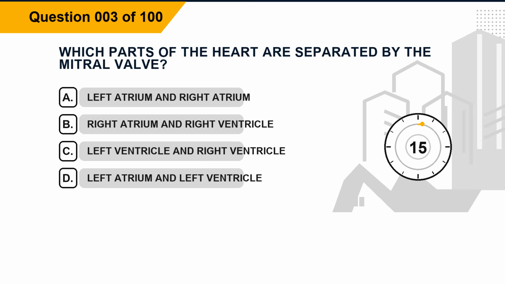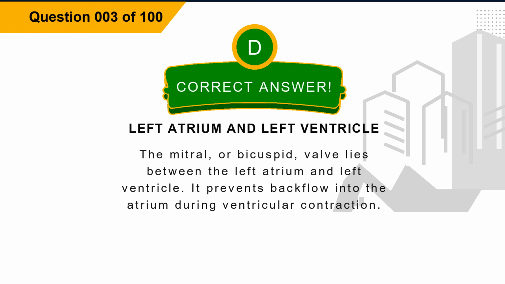Question 3. Which parts of the heart are separated by the mitral valve? Option A. Left atrium and right atrium. Option B. Right atrium and right ventricle. Option C. Left ventricle and right ventricle. Option D. Left atrium and left ventricle. The correct answer is option D. Left atrium and left ventricle. Explanation. The mitral, or bicuspid, valve lies between the left atrium and left ventricle. It prevents backflow into the atrium during ventricular contraction.